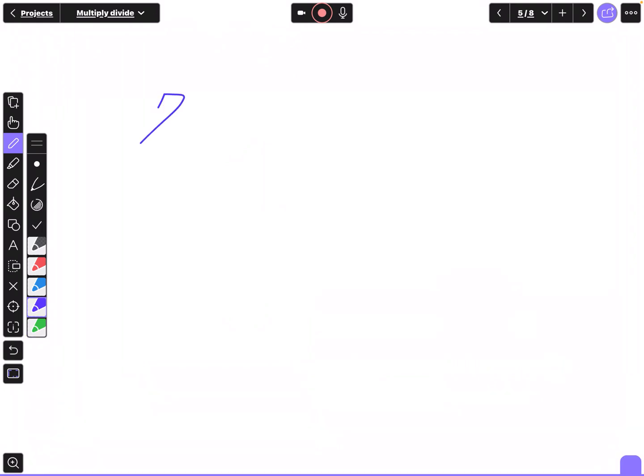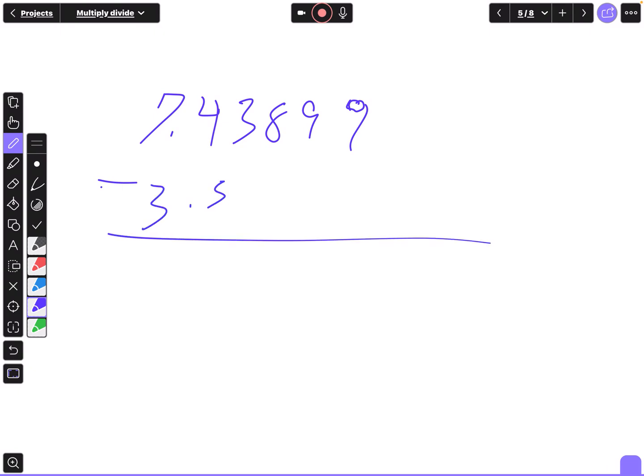We had 7.43899 and subtract 3.5 from that. If we work this out, we would get 6.93899. But what's the way we're supposed to round our answer?